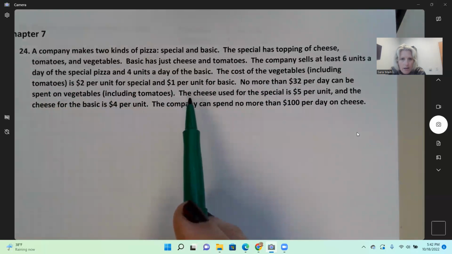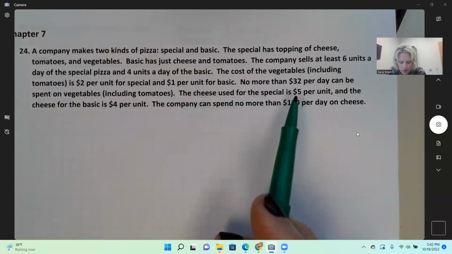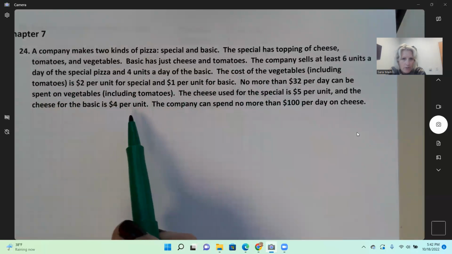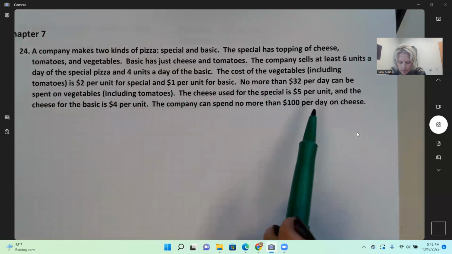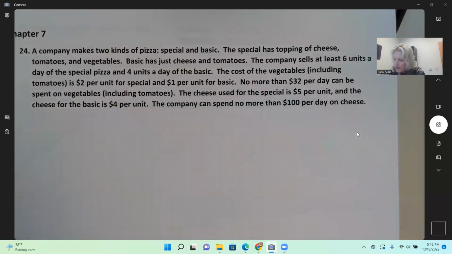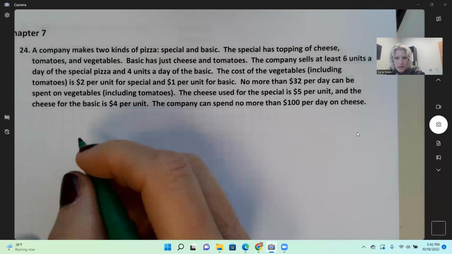And the cheese used for special is $5 per unit, and the cheese used for the basic is $4 per unit. The company can spend no more than $100 per day on cheese. Okay. So we've got some limitations here.